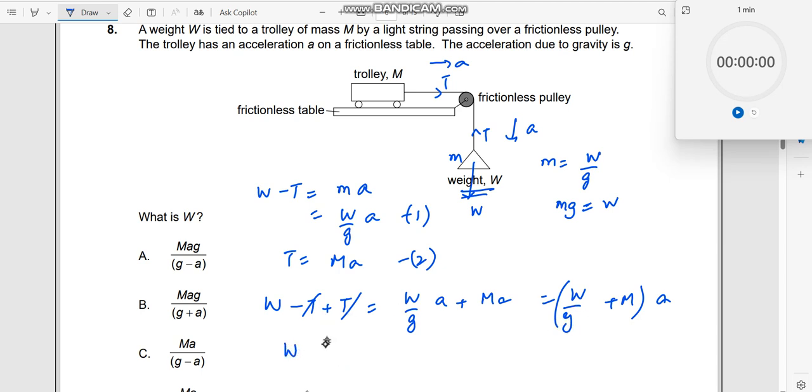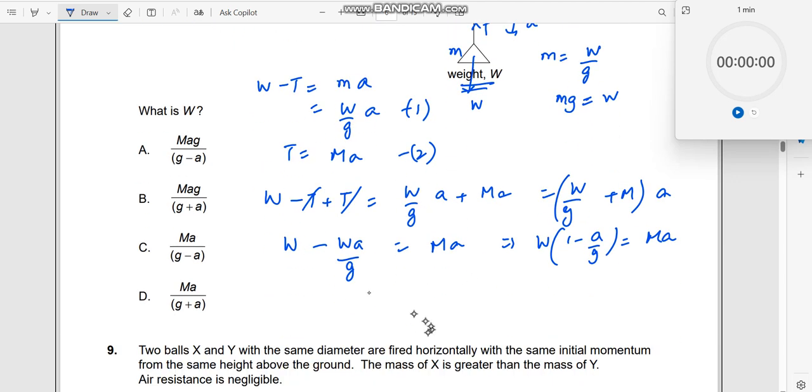I will take W common. W minus WA divided by g is equal to capital M into A, which means W into 1 minus A by g is equal to MA, or I can now write W into (g minus A) divided by g is equal to capital M into A. Which means I want W, which would be M A g divided by g minus A.